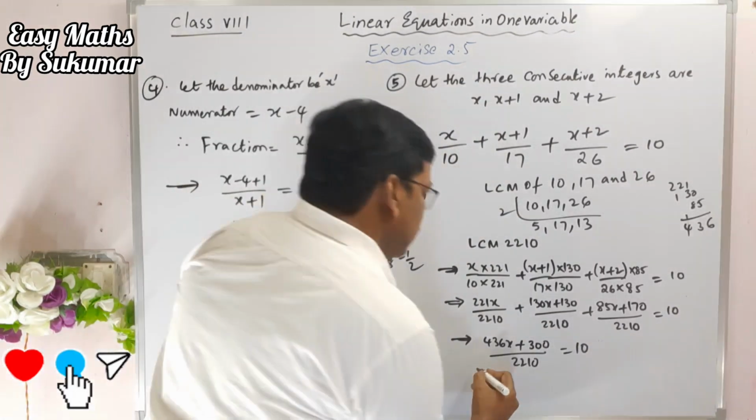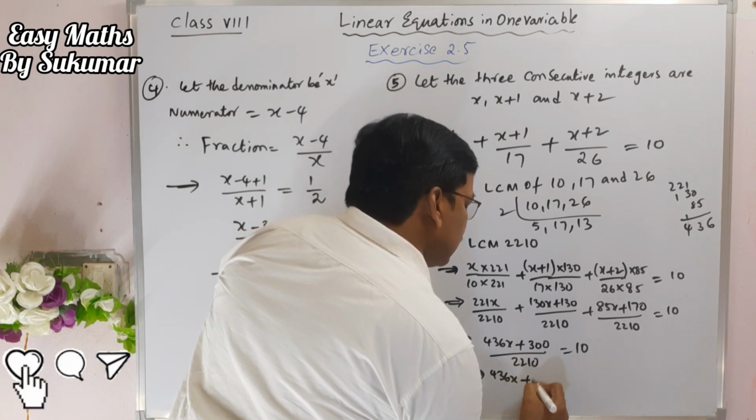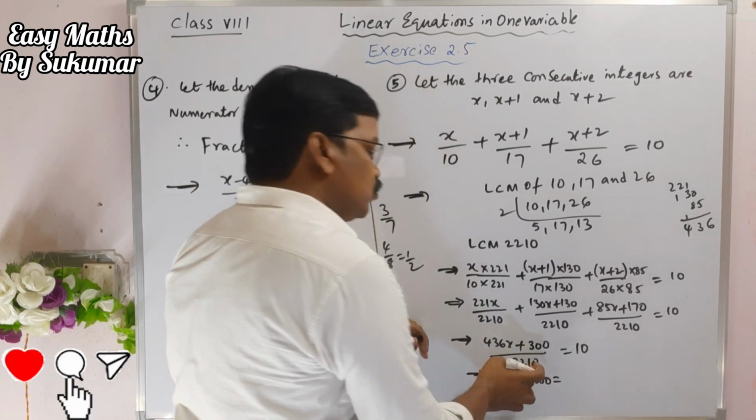Okay. Now my dear students, this is 436x plus 300 is equal to 2210 into 10.